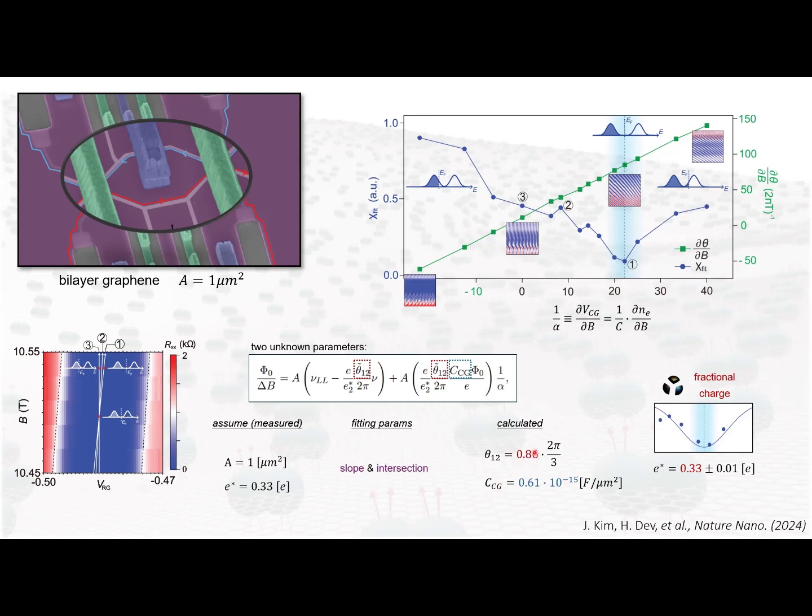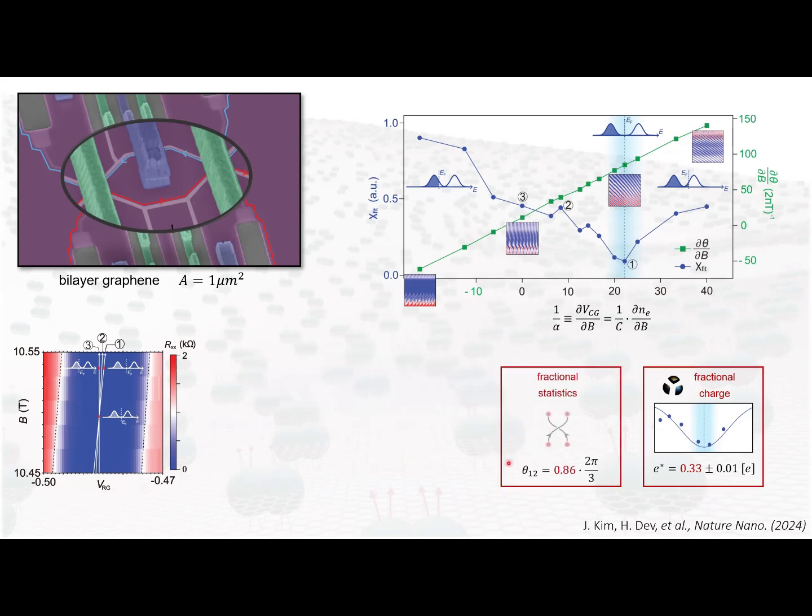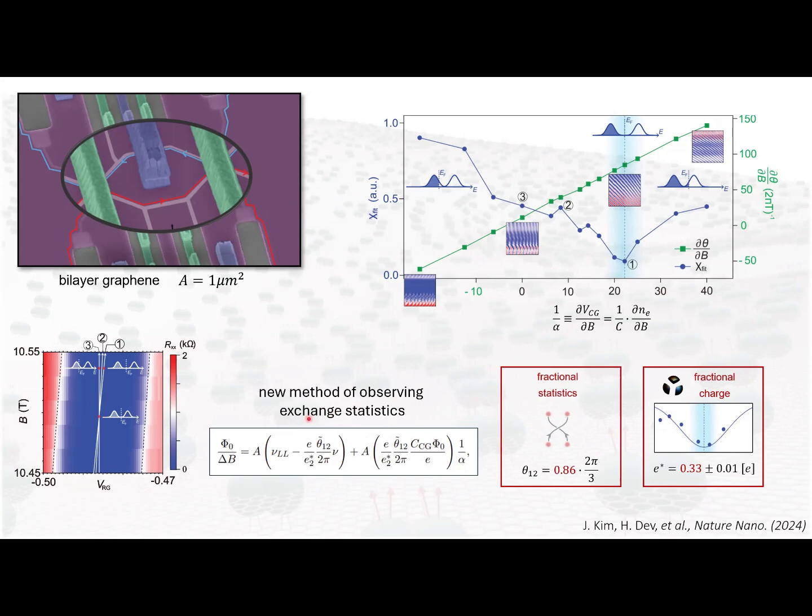So you are able to extract theta 1,2 and the capacitance. If you extract this theta 1,2, you expect to get 2 pi over 3, but you see a number which is close to it, 0.86. So 15% away from the expected value. And this is another way to measure fractional statistics. This is extremely important because you don't always see these phase jumps because they smear, but you can look at their averaged effect. This is a new method of observing exchange statistics. I don't know if to say new, but instead of looking at the micro of every phase jump, you look at the macro effect of it.